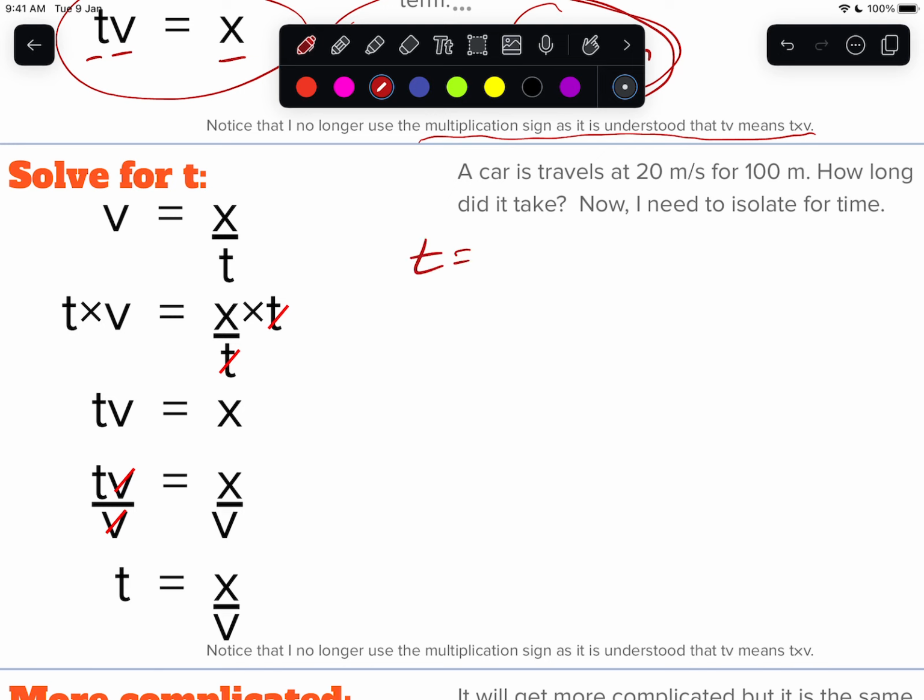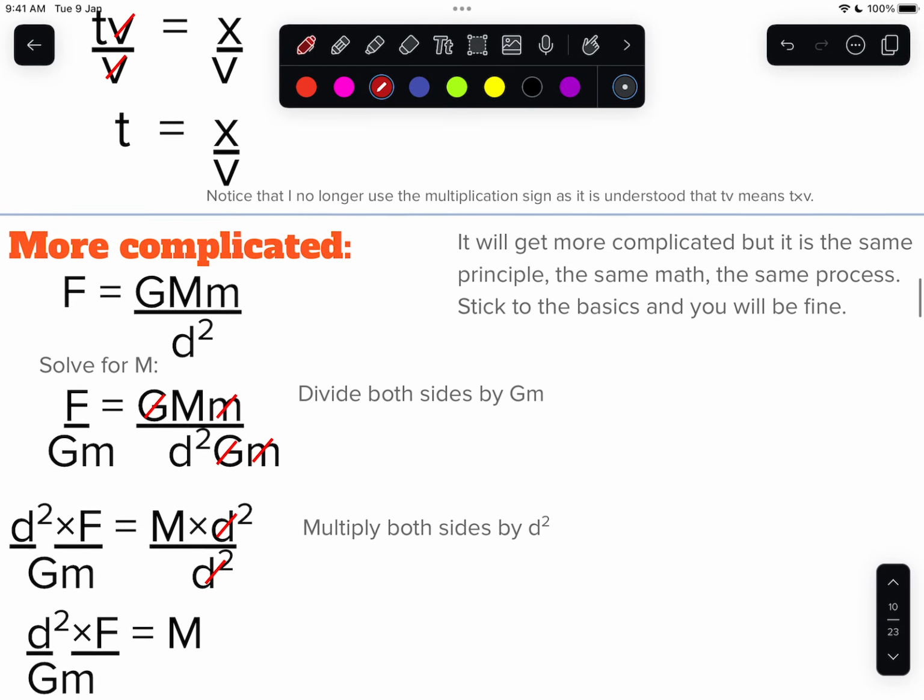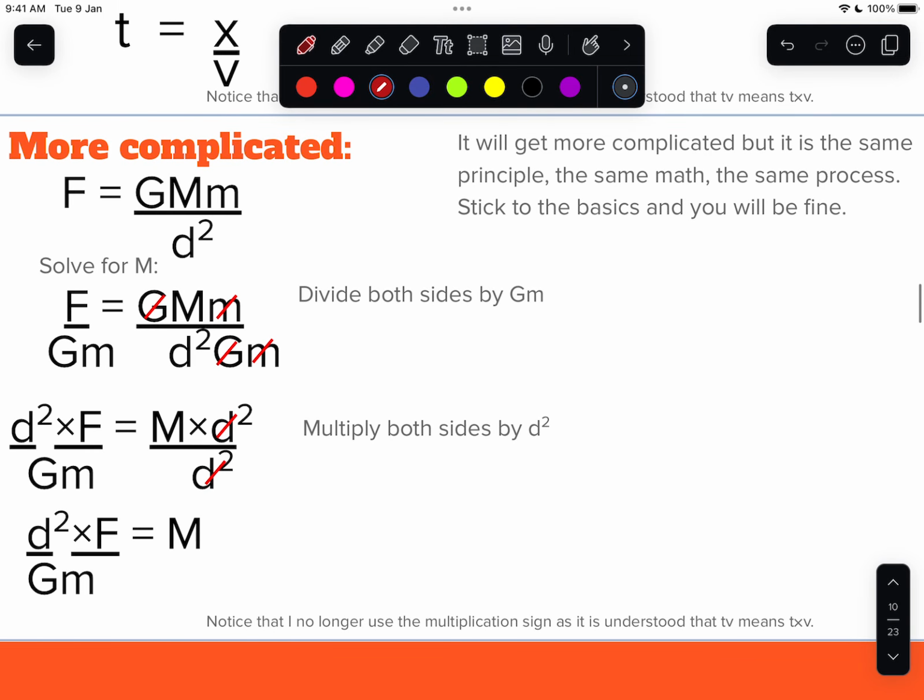So now t is equal to x over v. There's my equation. My working is 100 meters divided by 20 meters per second. That's going to be equal to, what, 5? And what is my time? So I'm looking for how long, so that's 5 seconds. Now, when we get more complicated, it kind of does the same thing. All we're doing is dividing or multiplying variables across the equation to get certain things by itself.